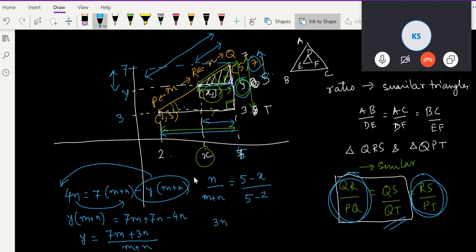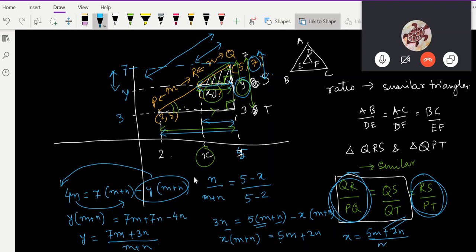So again, very simple: n over m plus n equals 5 minus x over 3, so 3n is equal to 5 into m plus n minus x into m plus n. So I get the value of x into m plus n as 5m plus 5n minus 3n, which is 2n. So x is 5m plus 2n over m plus n, right?